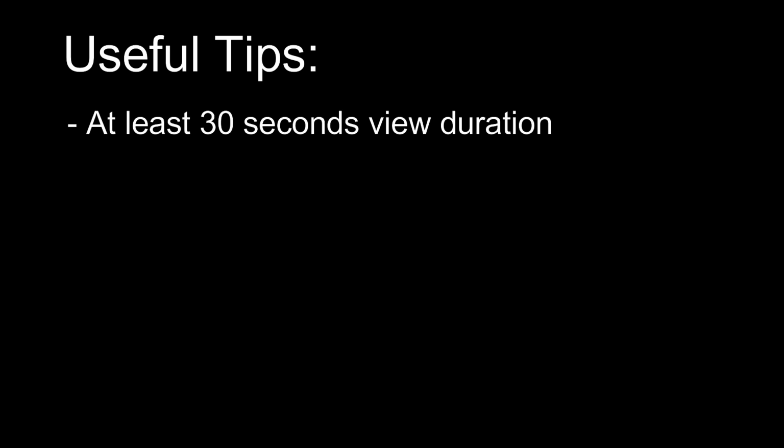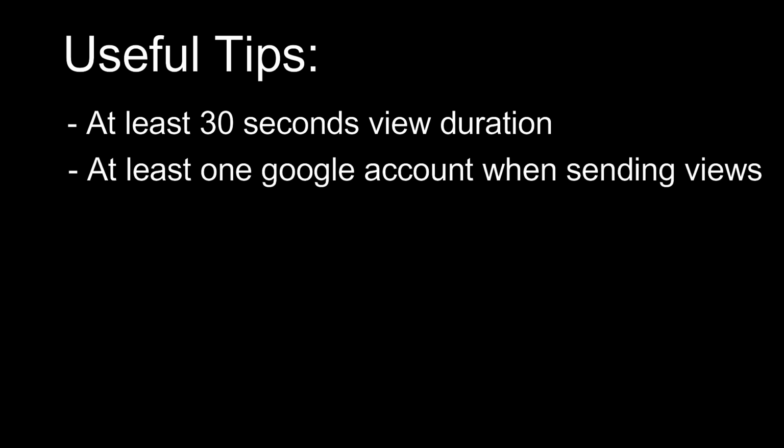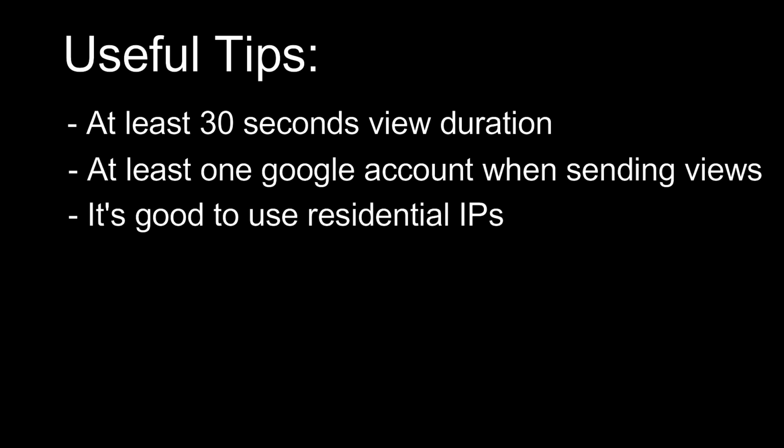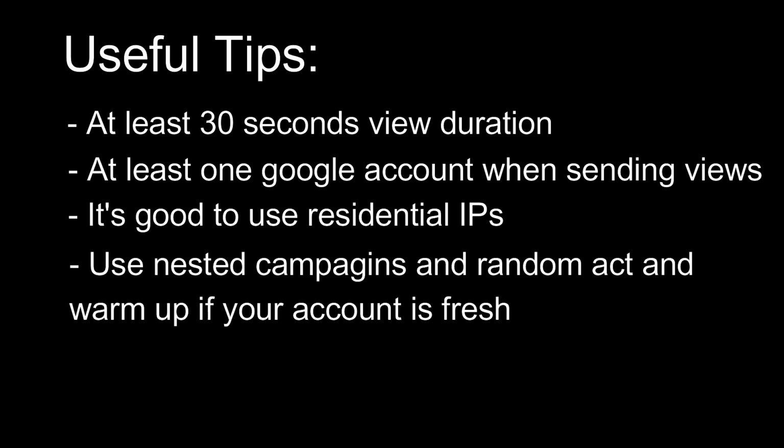And lastly, here are some tips for getting the best of the bot. You must watch the video for at least 30 seconds. You have to use at least one Google account when sending views. It's good to have residential IPs, whether it's from proxies or other IP-changing methods. Use nested campaigns and Randomact to have more natural interactions, and it's good to warm up your Google account with Randomact.